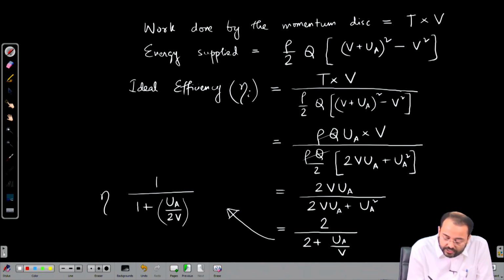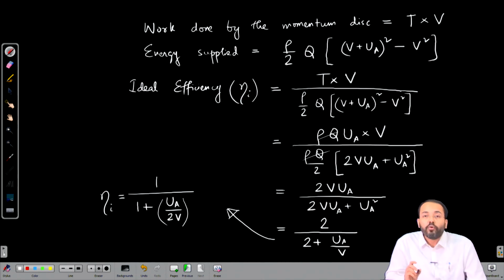Eta I. Now, why do we call it ideal efficiency? Because in momentum theory, we are neglecting friction losses and other losses due to rotation and so on. So, because of neglecting these losses, we call it ideal efficiency, because this is the maximum efficiency which the system can achieve if we disregard all these losses.